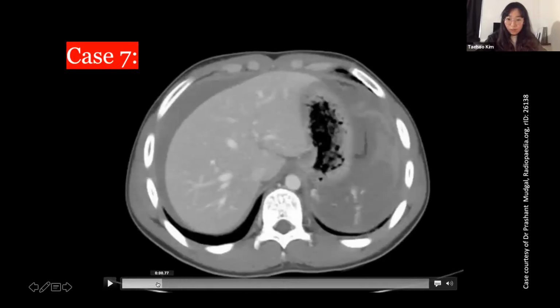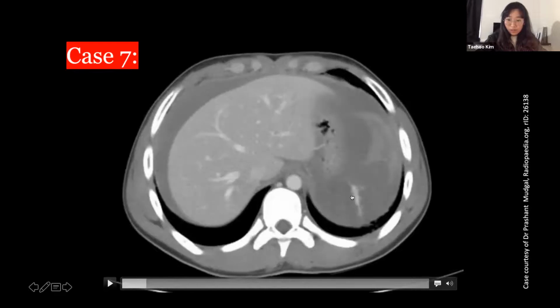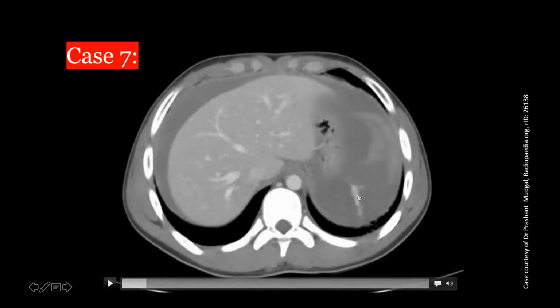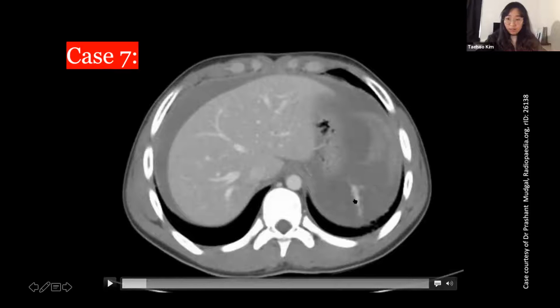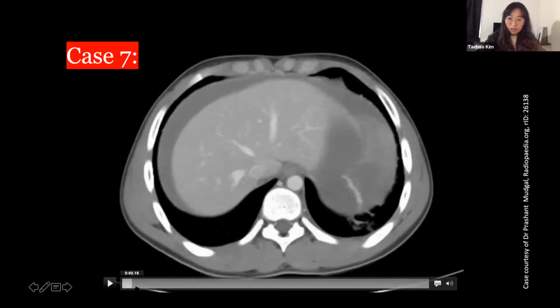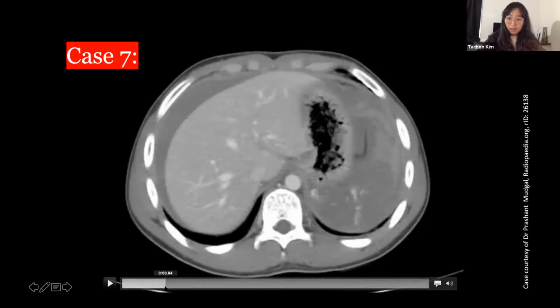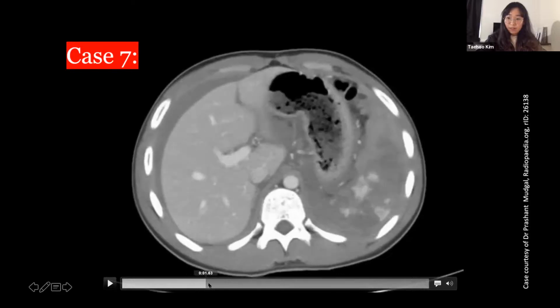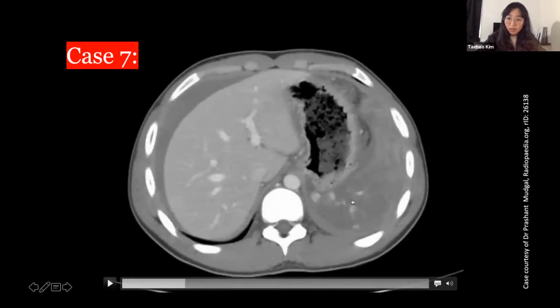And like Mustafa pointed out, you see this bright density. This is different than the free fluid here, you see? That's all hemoperitoneum, by the way, but this is too bright. So that's the contrast that's extravasating. So there's active bleeding, so you have to call surgery or IR for embolization in this case. So that's the extravasation is from the splenic fracture near the hilum.